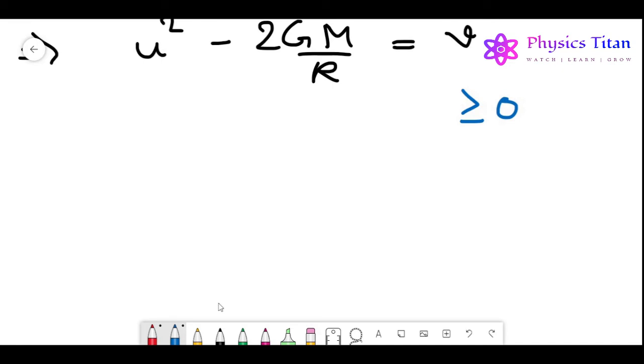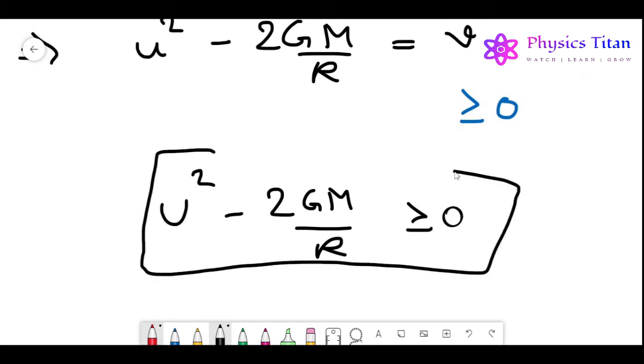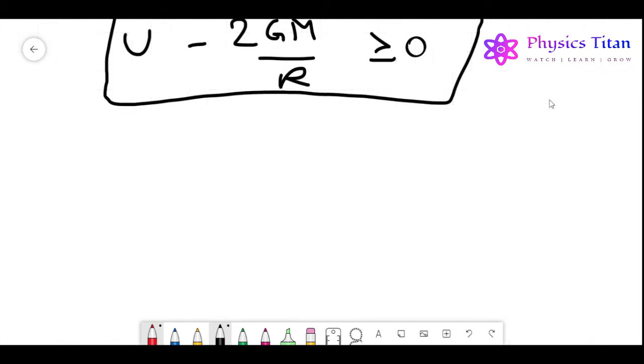Or I should say u square minus 2g m upon r will be greater than equal to 0. This is the condition for the object to reach infinity or to just cross the infinity line. And what will be the minimum value of this right hand side? It will be equal to 0.